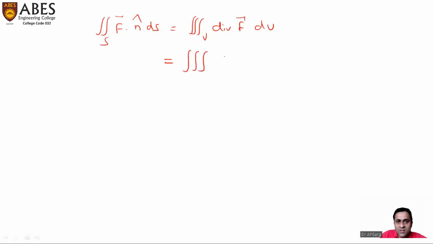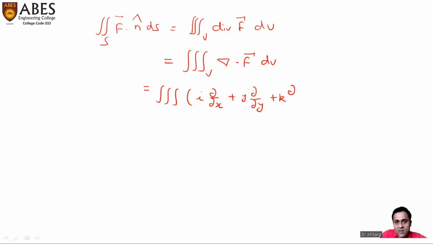Triple integral of divergence, which is denoted by del dot f, dv under V. Here del is defined by i del upon del x plus j del upon del y plus k del upon del z, where i, j, k are unit vectors along x, y, and z.